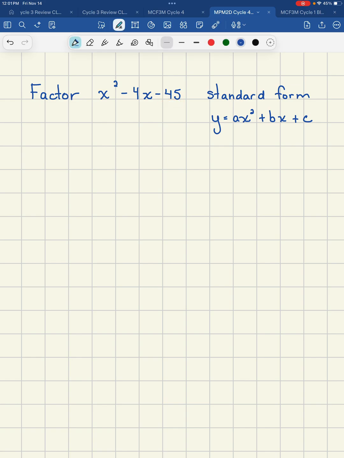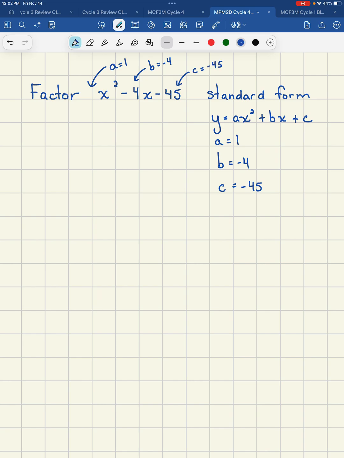So if I list them out separately, I'm going to write that a is the number in front of your x squared. Well, the number in front of your x squared here is invisible, and when it's invisible, it's equal to 1. So a equals 1. You've got your b right next to the x, so your b is negative 4, and your c is negative 45. Okay, so b is negative 4, and c is negative 45.